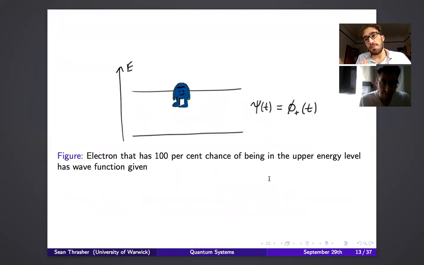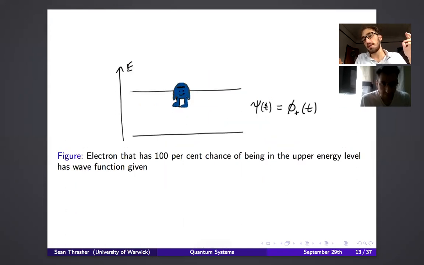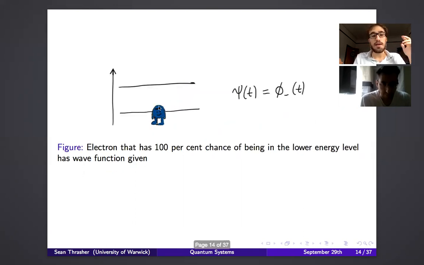So as I said, the best you can do in quantum mechanics is represent your system with a wave function. Now, if your electron is in the upper energy state with 100% certainty, then phi plus and your wave function coincide, right? The eigenstate corresponding to plus a half is phi plus. Psi of t will be equal to that. If you're in the lower energy eigenstate, then psi of t will be phi minus.